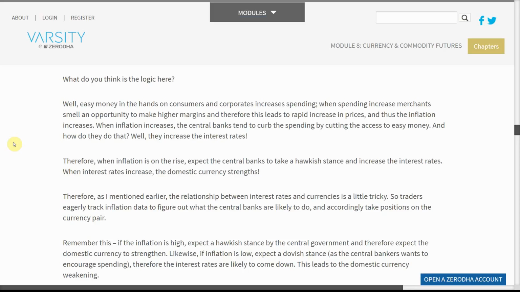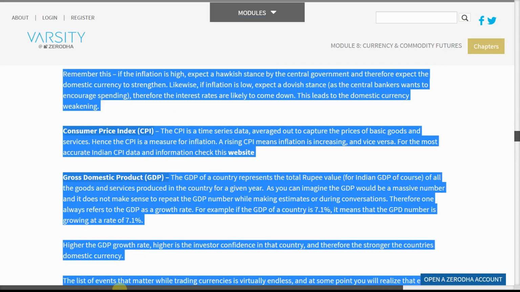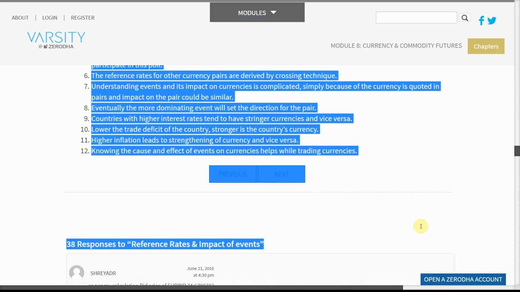And how do they do that? Well, they increase the interest rates. Therefore, when inflation is on the rise, expect the central banks to take a hawkish stance and increase the interest rates.